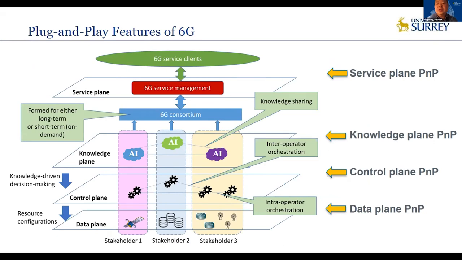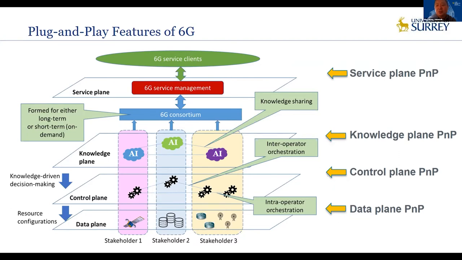So to achieve this, we need to build the 6G architecture in a more systematic manner. Okay. So we are looking at, for instance, between the 6G clients and the underlying resource providers, the feature of service plane plug and play. Meaning that once a service client, a 6G client, is plugged into the ecosystem, then through that simple service plane interface, they can easily express their service requirements, which should be automatically translated into network configurations.